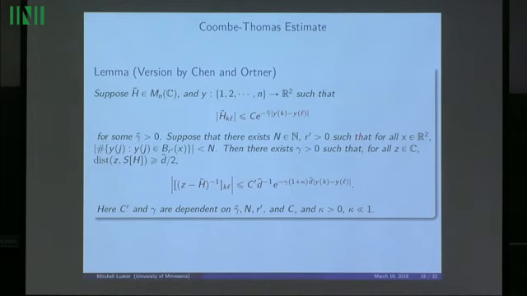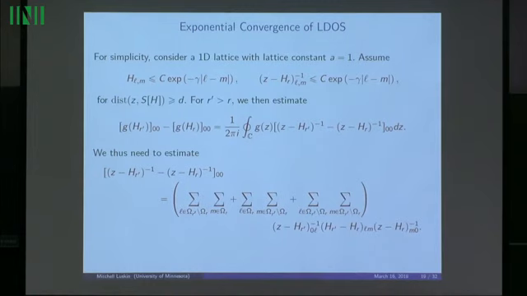Now I'm just going to show you how this works. This stuff works even for a lattice, so let's work it out there. Suppose we have a 1D lattice, and let's set the lattice constant to be 1. Let's assume that the off-diagonal elements of your matrix decay exponentially. Let's also assume that the off-diagonal elements of the resolvent decay exponentially.